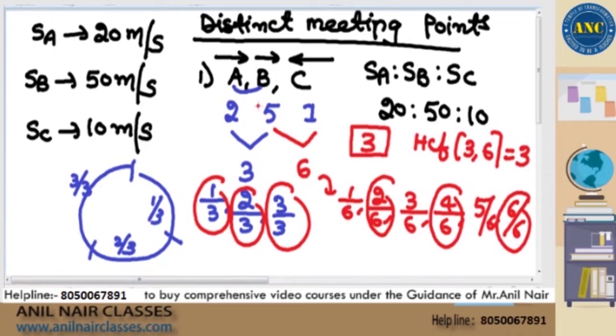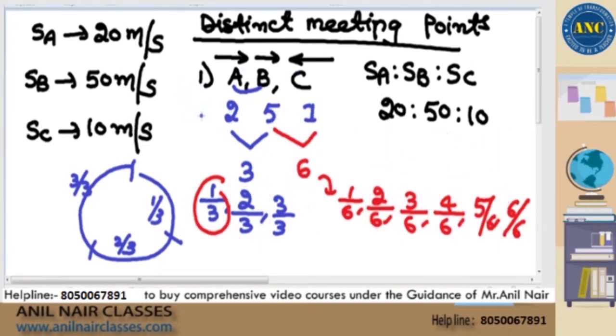Now a student might ask me this doubt, right? 2 and 5, the difference is 3, 5 plus 1 is 6. Sir, I will also take A and B, A and C. You take 2 and 5, the difference is 3. A and C are moving in the opposite direction. 2 plus 1 is 3. HCF of 3, 3 is also 3. This is the first question.